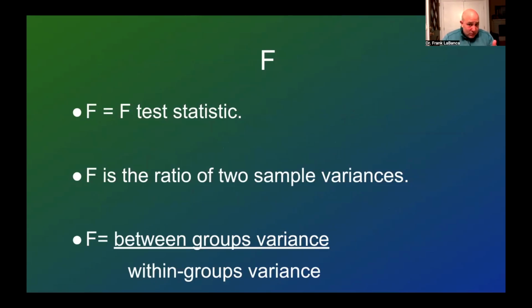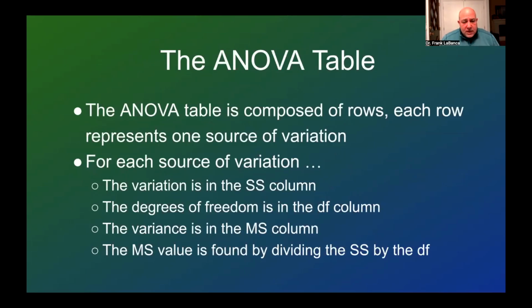So let's just look at what the table would look like and where the numbers are actually coming from, so we have a sense of that. The ANOVA table is composed of rows. Each row represents a source of variation, and then we're going to do the calculations for it.